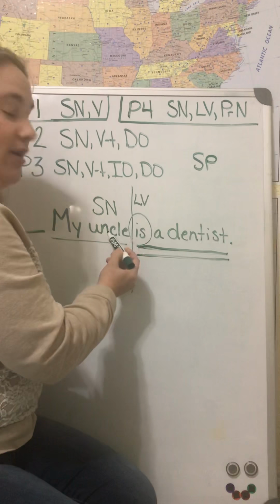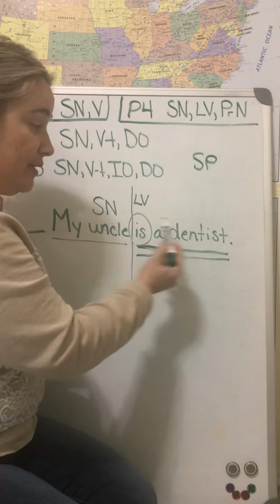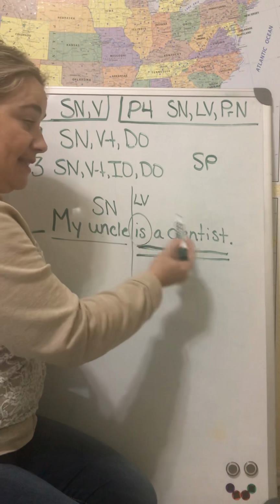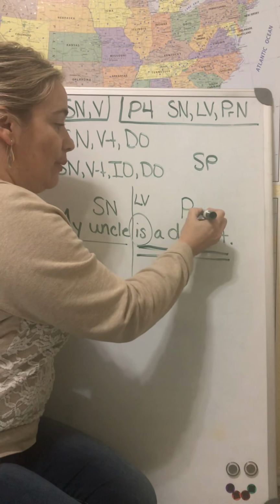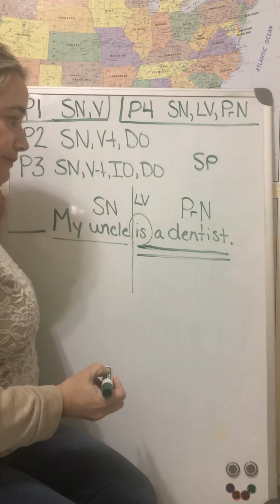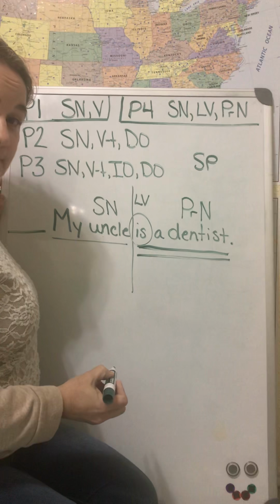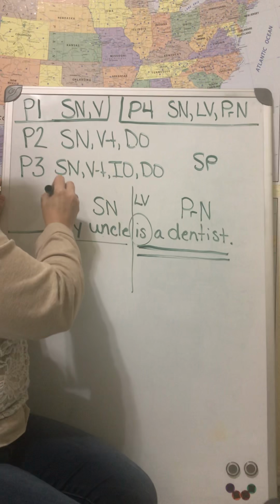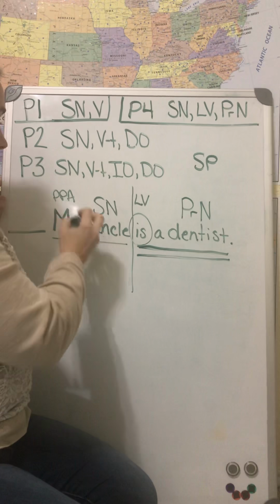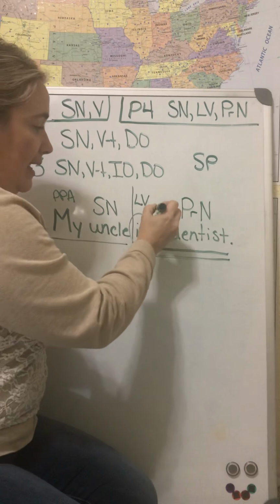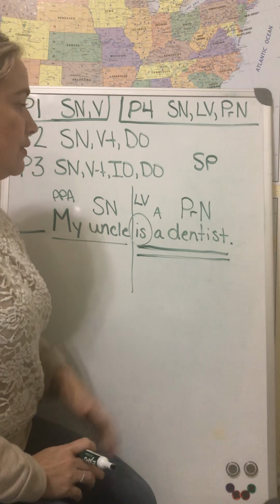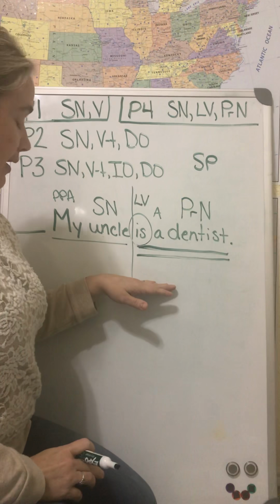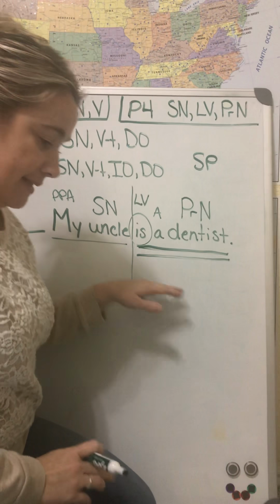Okay, so here's the word dentist. Well, dentist and uncle are the same thing. They're the same person. The uncle is the dentist, the dentist is the uncle. So that makes dentist our predicate noun. Okay? Makes sense? Then we can go ahead and label PPA because whose uncle? My uncle. And A is always an article adjective. Okay? So this is one example of a pattern for sentence. Let's try one more.